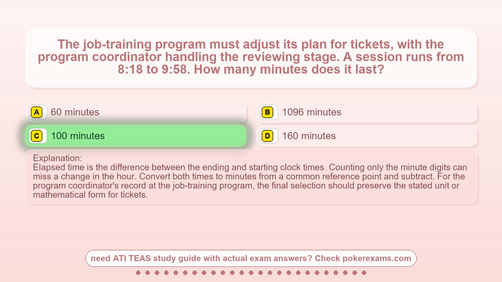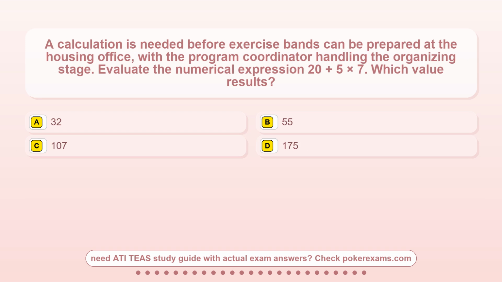Elapsed time is the difference between the ending and starting clock times. Counting only the minute digits can miss a change in the hour. Convert both times to minutes from a common reference point and subtract. For the program coordinator's record at the job-training program, the final selection should preserve the stated unit or mathematical form for tickets.